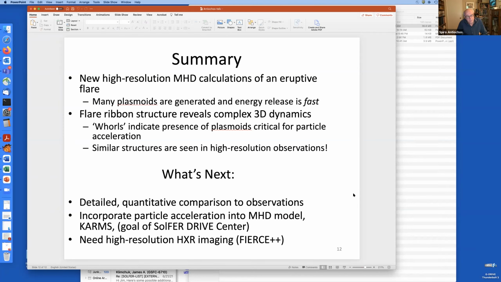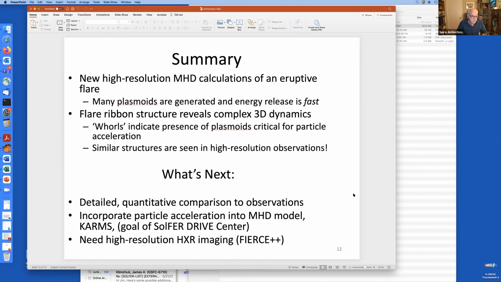So let me do the last one first. The resistivity definitely makes a huge difference. We can think of it as the effective Lundquist number. In these simulations, we use the numerical resistivity, so we don't put in explicit resistivity.